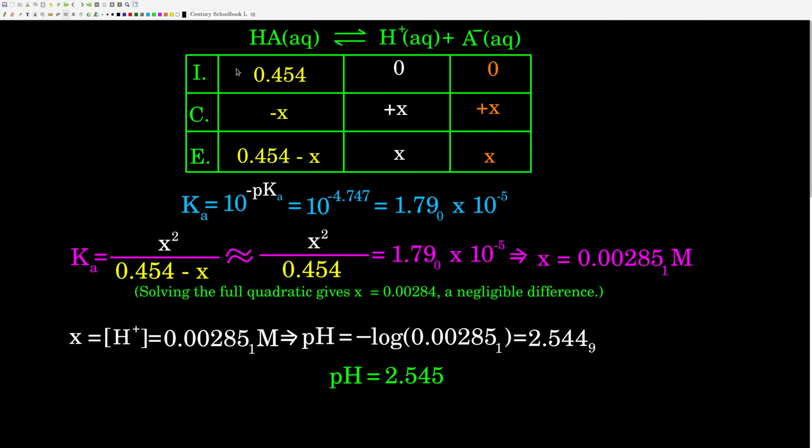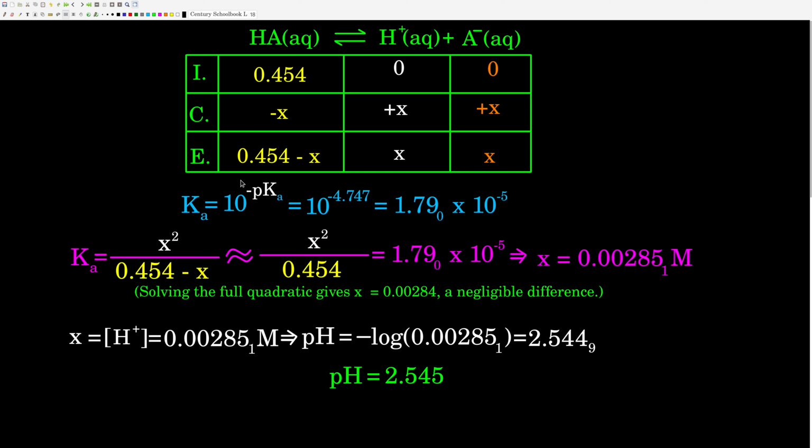So I set up an ice table. There's our generic equilibrium. I just wrote it as HA. It doesn't really matter what the formula is. We know that it's a monoprotic weak acid, and so it loses a proton. This is equivalent to plus water and hydronium over here, like I showed you earlier. Our initial concentration, we're told, is 0.454 molar, and we don't have any hydrogen ion or conjugate base acetate. Because these are all coefficients of 1, it makes it easy: minus x here, plus x here, plus x here. At equilibrium, we have 0.454 minus x of acetic acid, and x of hydrogen ion, and x of acetate ion.